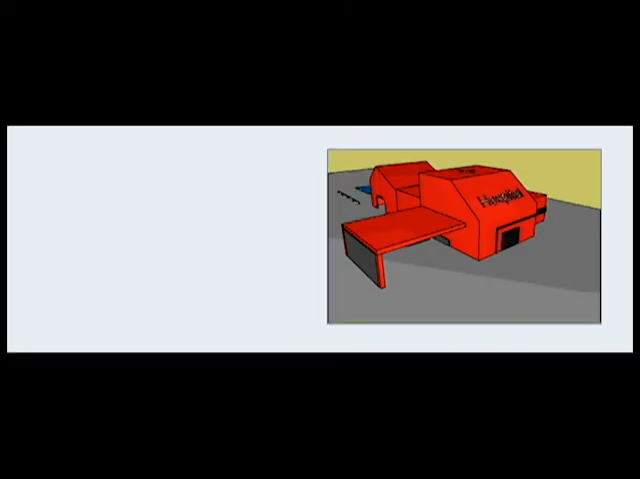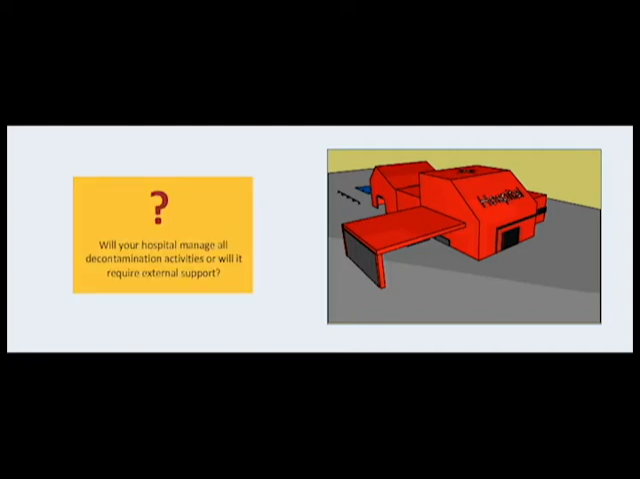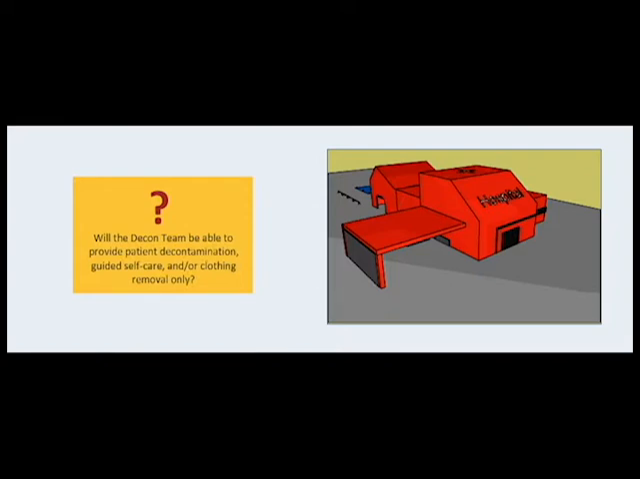There are several questions your hospital should consider to help provide them direction in determining the scope and capability of their emergency decontamination program. Will your hospital manage all decontamination activities, or will it require external support? Will the hospital's decon team be comprised of staff on shift, or will personnel be called in? Will the decon team be able to provide patient decontamination, guided self-care, and/or clothing removal only? Will decontamination capability be available 24/7? Will the team's responsibilities also include in-hospital chemical spills?